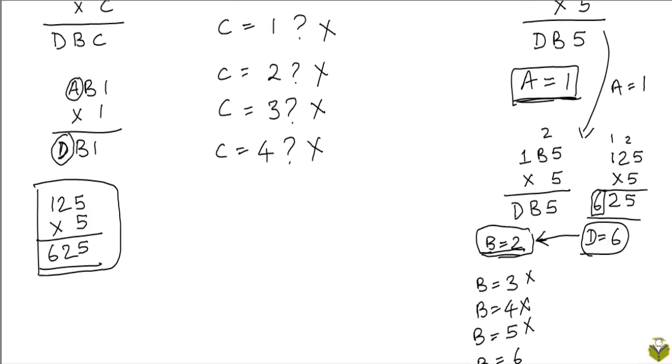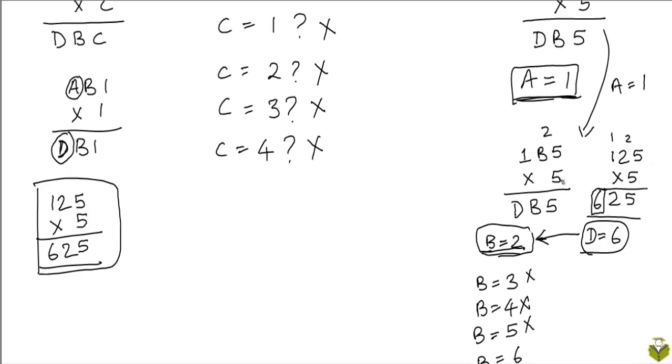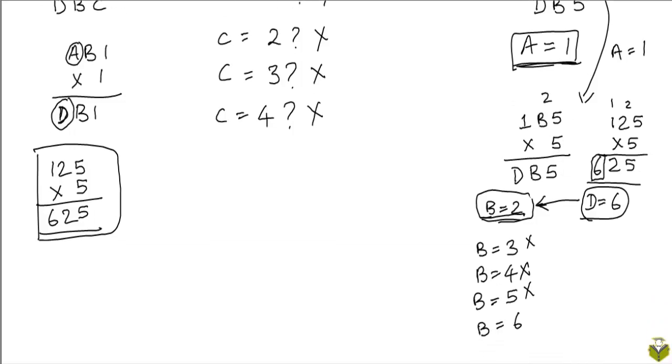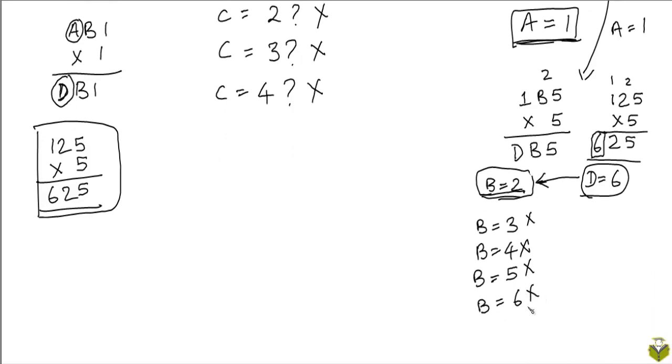So what happens if we put B equal to 6? 5 times 6 would be a 30. 30 plus 2 would be 32. How would we write 32? We would write a 2 in this position and we would propagate a carry of 3 into the next column. Now if B is to be equal to 2 here and B is equal to 6 here, that's not consistent.